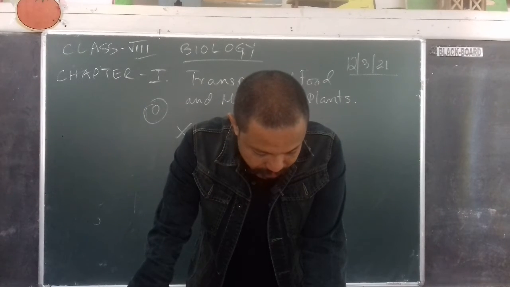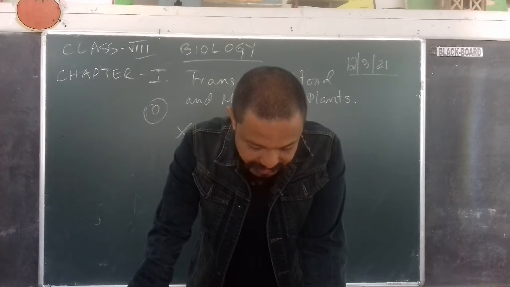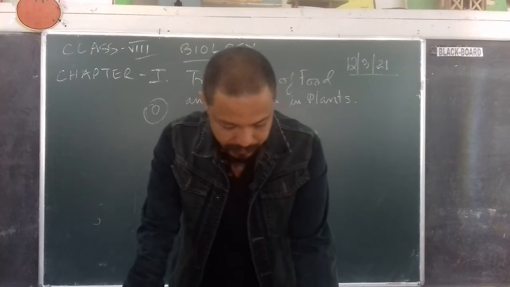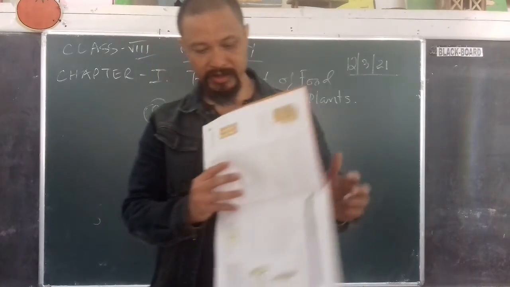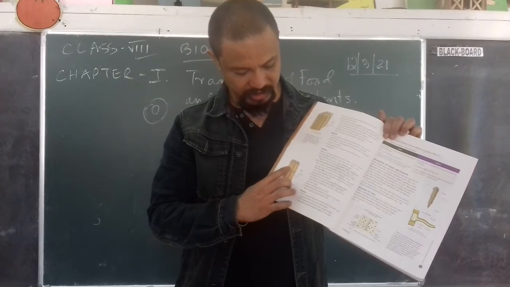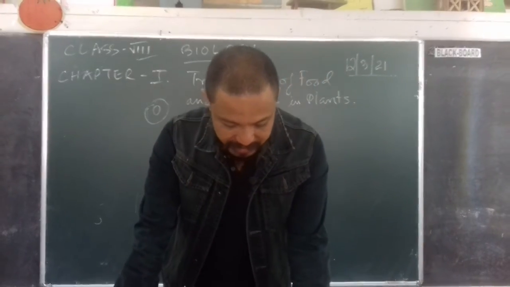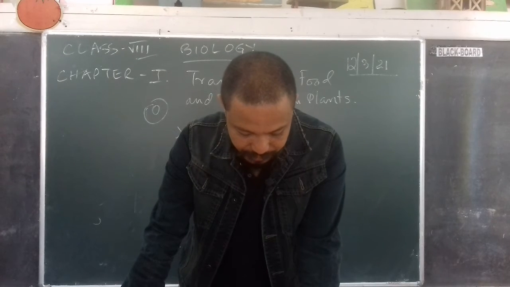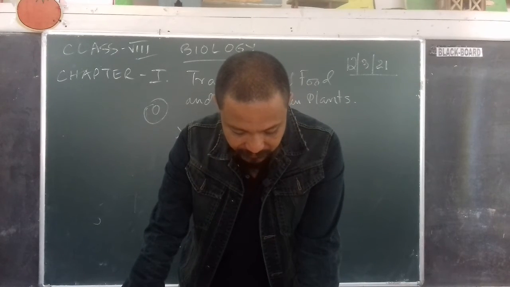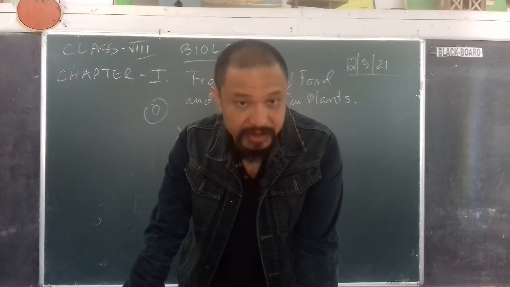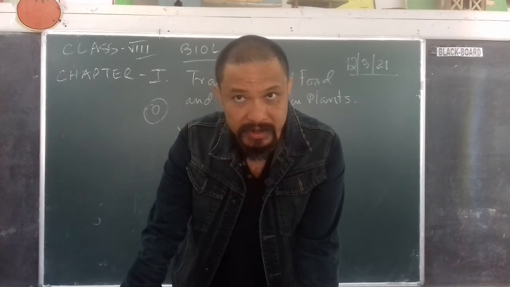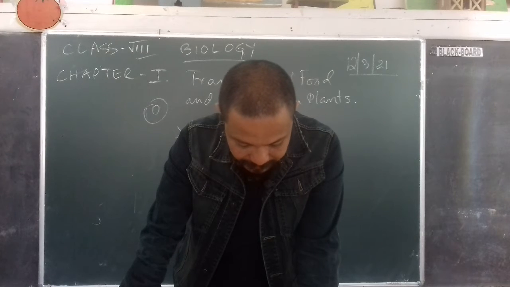Companion cells are also located on the sides of the sieve tubes. They are always together. If you look into the book, companion cells are always together with the sieve tubes. They help the sieve tubes in conduction of food material properly. They are smaller than the other cells and have prominent nuclei.